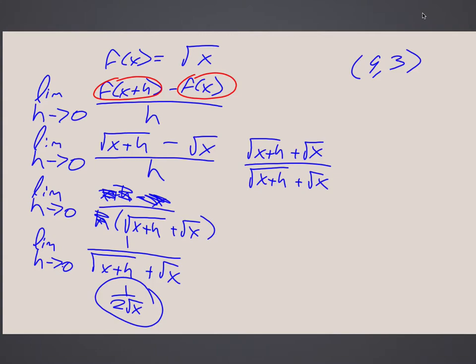So, I want the slope of the tangent line at the point 9, 3. So it gives me 1 over 6. So before I go to the graph, what do I know my function is doing at the point 9, 3? It is increasing. Why is it increasing? Because my slope is positive. So let's go to the graph.